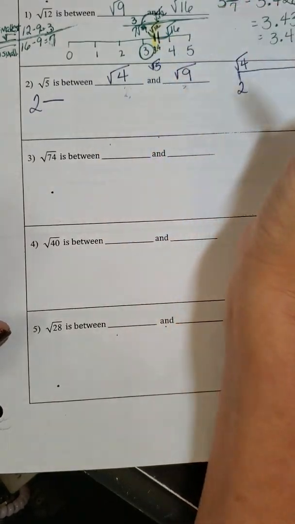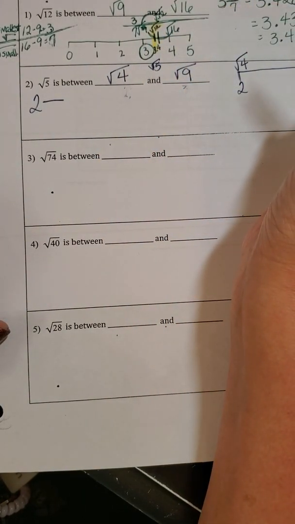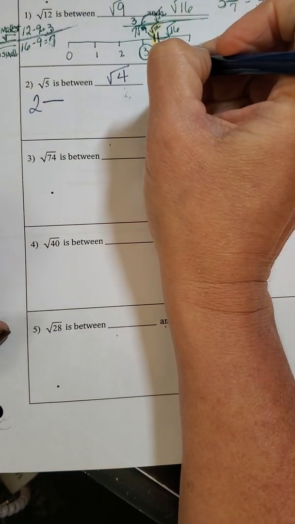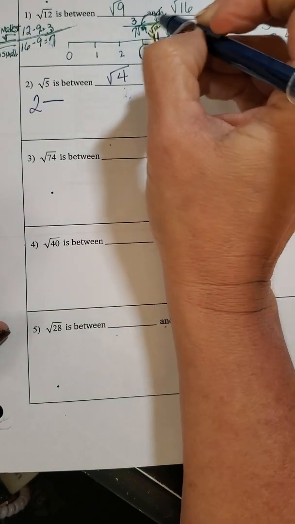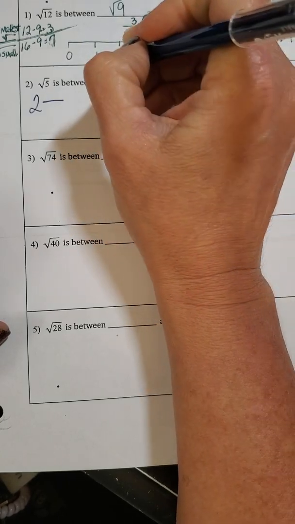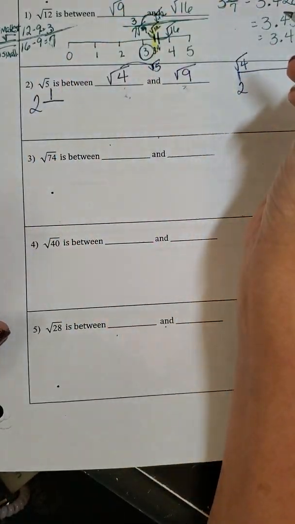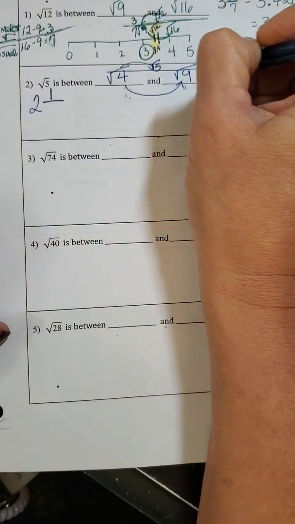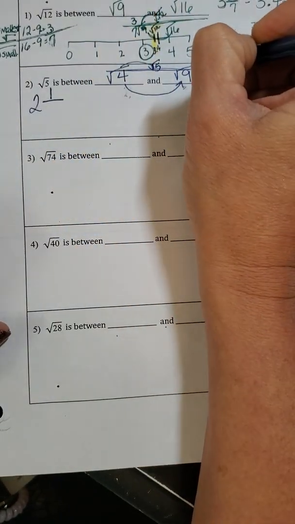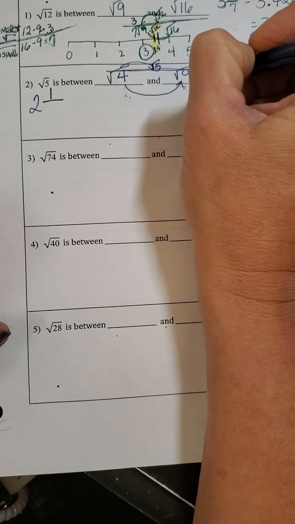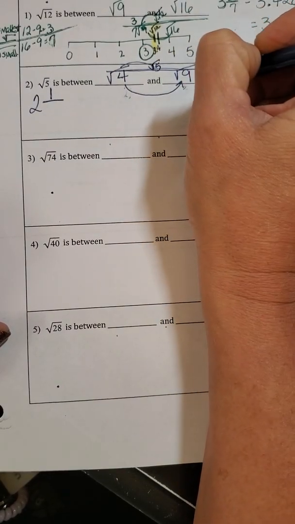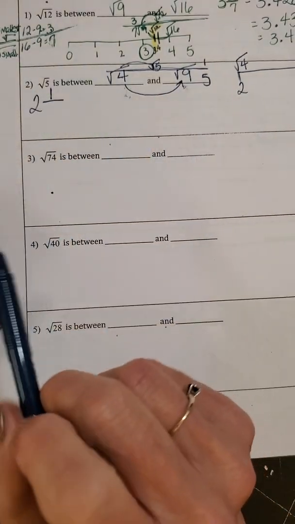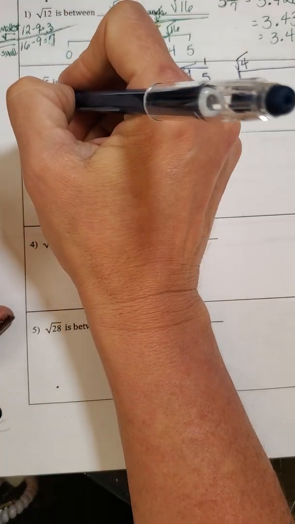Now I need the distance from 5 to 4, which is 1. And the distance between 4 and 9, and you know, there's your fraction. This is 1. 4 and 9 is 5. And we're using absolute value distance so that we don't have any negatives. So 1/5.